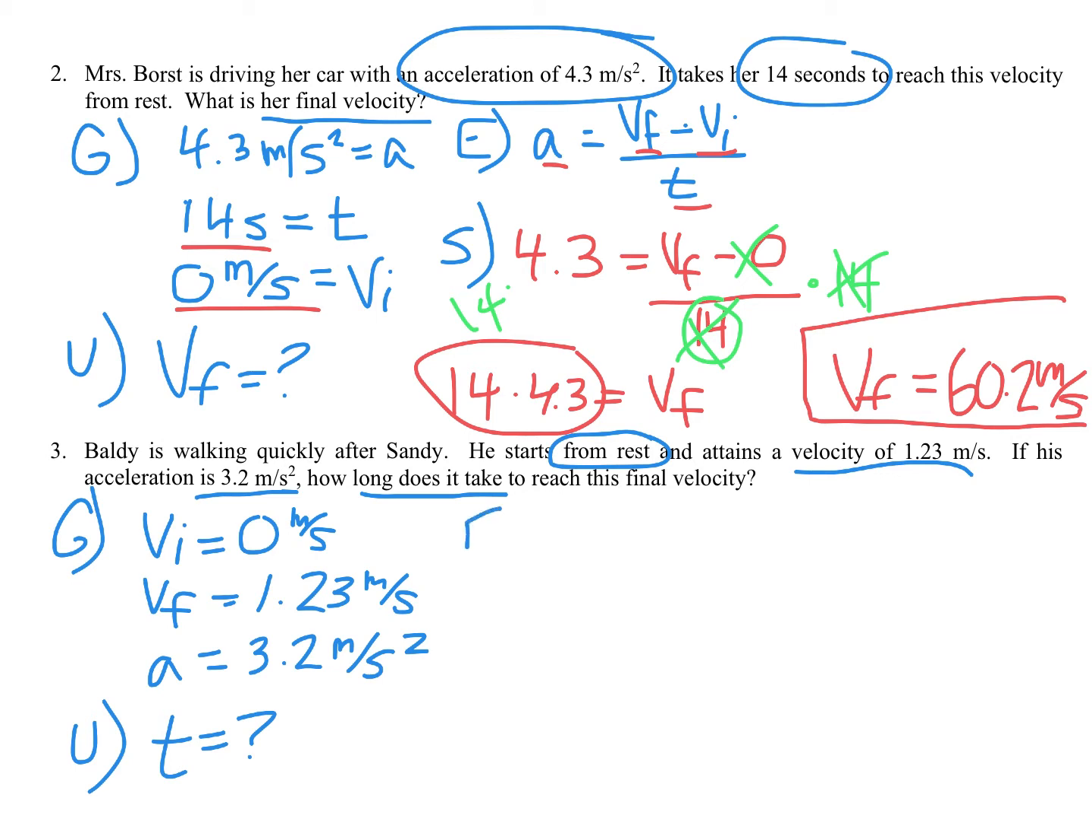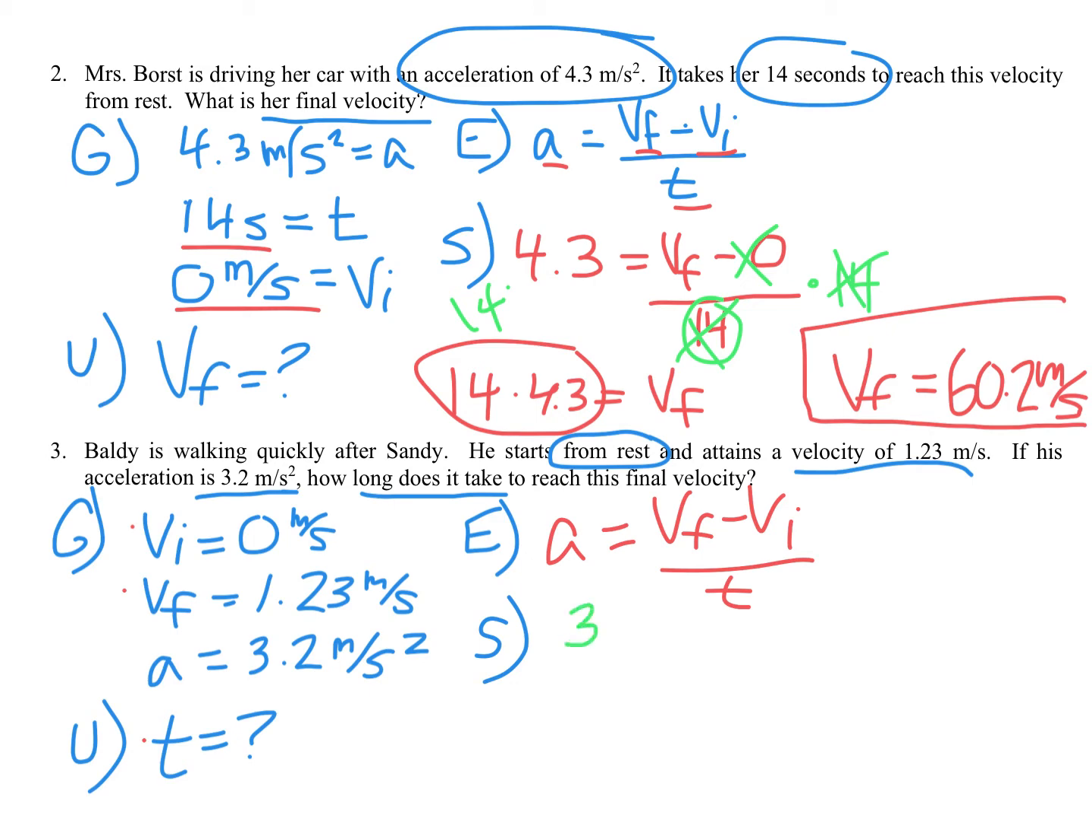Perfect. So now that I'm given all that information, I'm going to see what equation I can use. And I know the equation that not only solves for acceleration, but includes velocity initial, final, and time. That is the acceleration equation. Velocity final minus velocity initial divided by the time. So I think I'm ready to plug in for my S, my substitution. Let me change my color. I'm going to go with green.